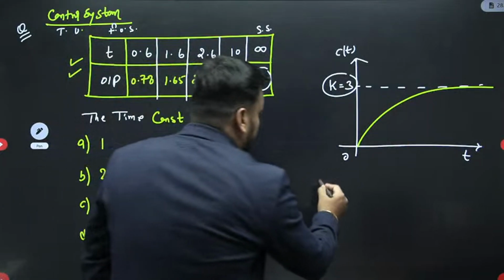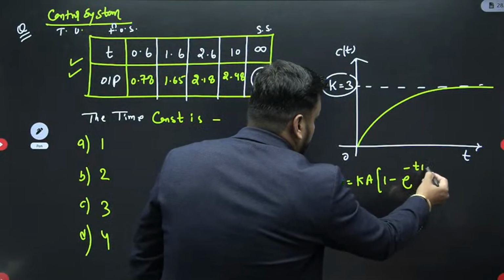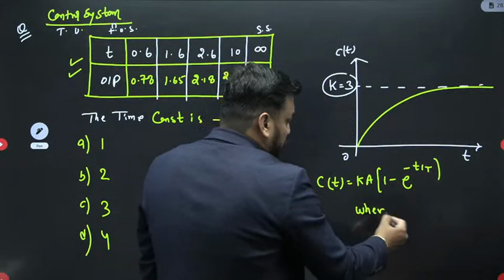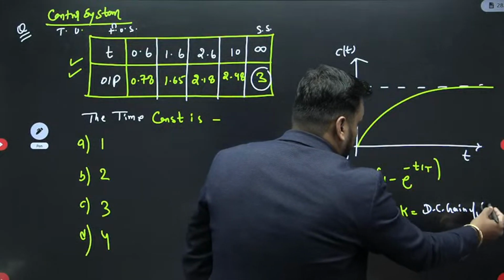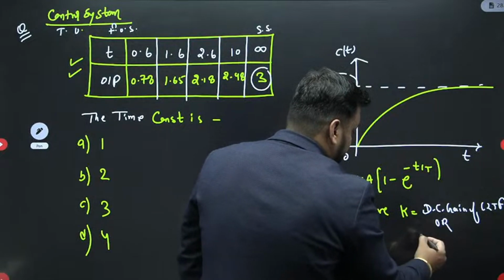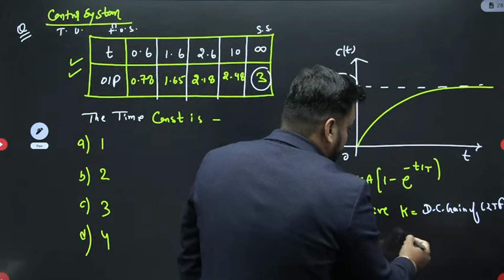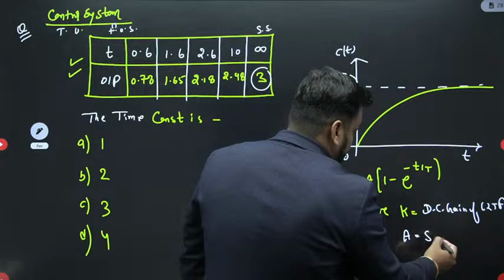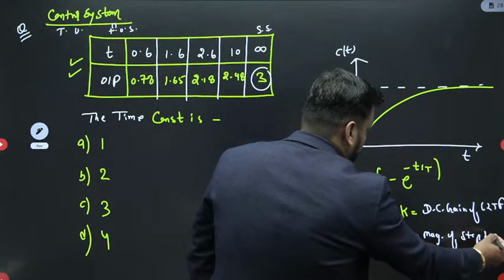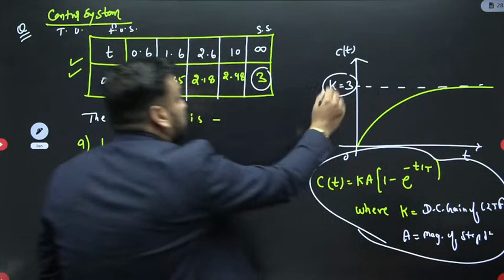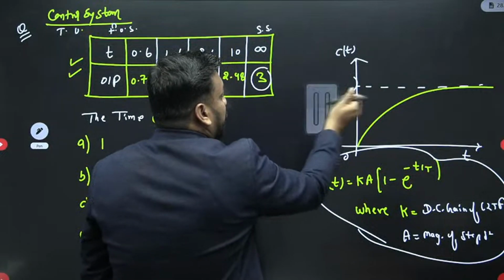So what is the c(t) equation? Ideally we have the c(t) equation like this, guys: K dot A dot (1 minus e to the power minus t by capital T), where K is the DC gain of the closed loop transfer function, and one more thing, A is the magnitude or amplitude of the step signal. Yes or no? So finally here the steady state value is 3. Ideally it is KA, but right now it is 3 given to us.